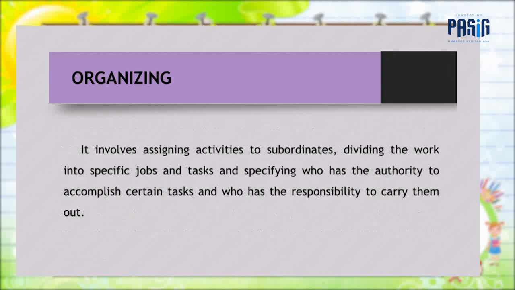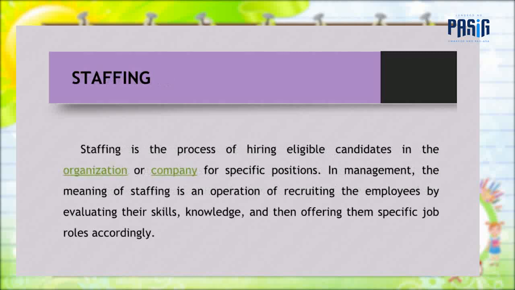Another definition of organizing is: it involves assigning activities to subordinates, dividing the work into specific jobs and tasks, and specifying who has the authority to accomplish certain tasks and who has the responsibility to carry them out. Let's define what is staffing. Staffing is the process of hiring eligible candidates in the organization or company for specific positions. In management, staffing is an operation of recruiting employees by evaluating their skills and knowledge, and then offering them specific job roles accordingly.